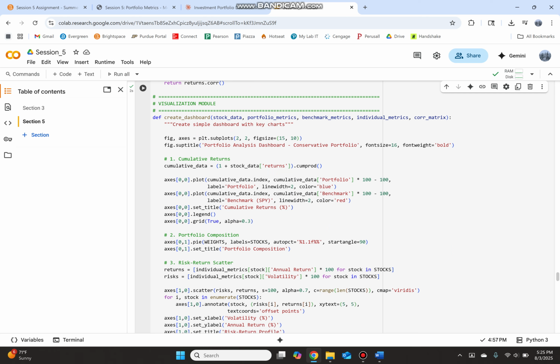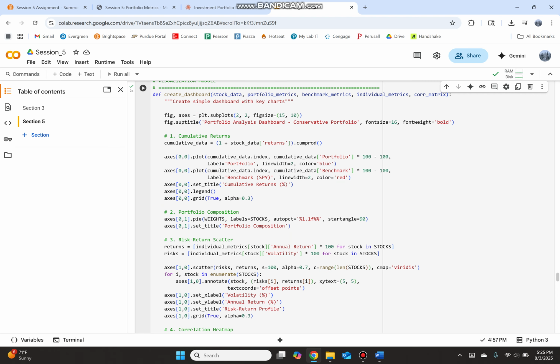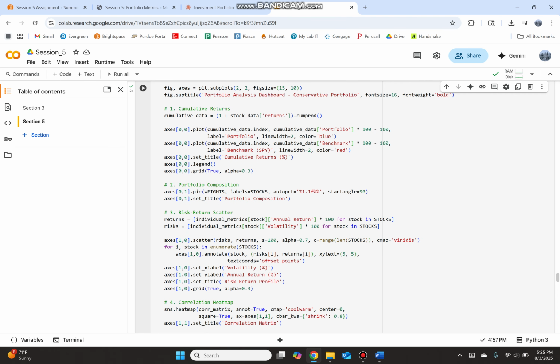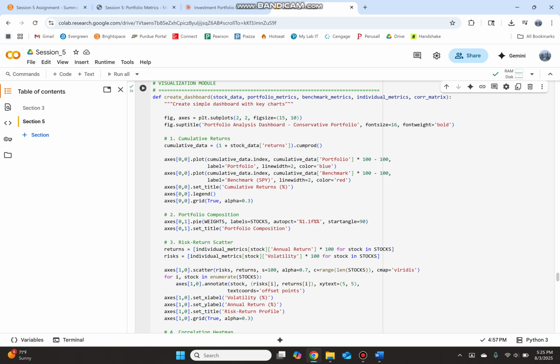Next, we have our visualization model, which gives me a lot of graphs, gives me all our metrics and explanations, and really guides me through how I'm going to explain and interpret these stocks and the portfolio in general. So we have our cumulative returns, portfolio composition, our risk-return scatter, and our correlation heat map, which are four graphs. The first will be a line graph. We'll basically show it over the course of a year.